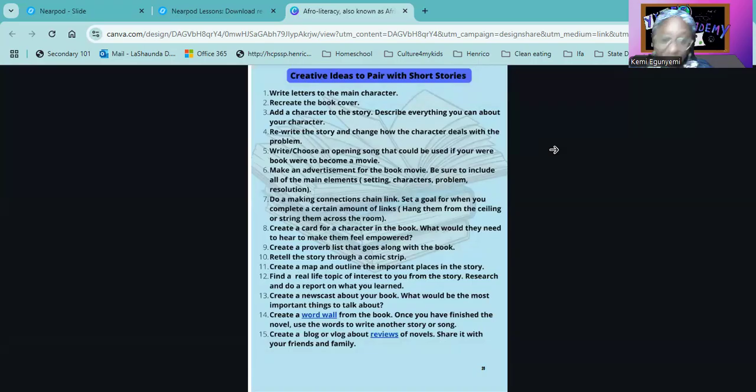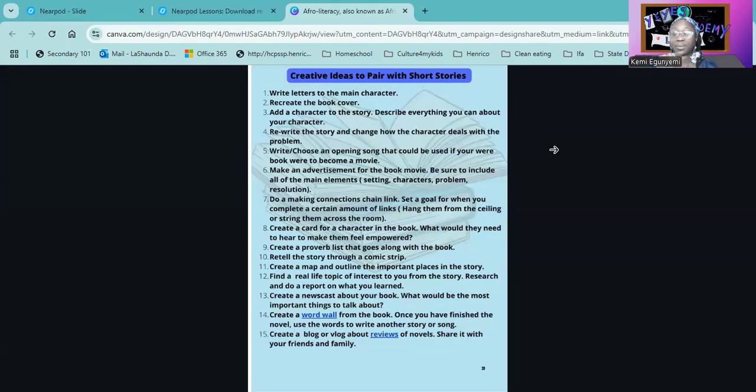They can create a card for the character, create proverb lists that go along with the book, retell the story through a comic strip, create a map, outline the important places in the story, find a real life topic of interest that connects to the story. Create a newscast, create a word wall if vocabulary is what you're developing, and do a blog or a vlog where they can write reviews of the story. There's so many ways to connect, and this can be used.